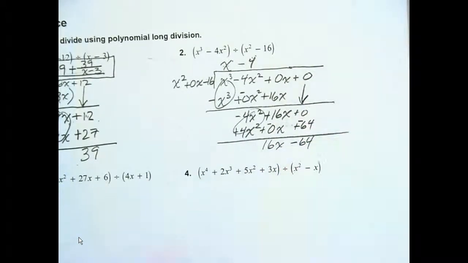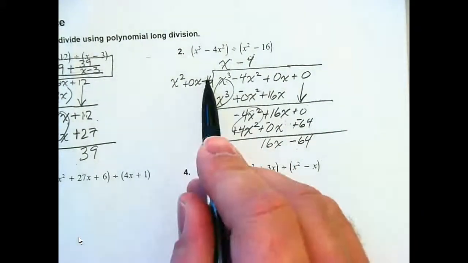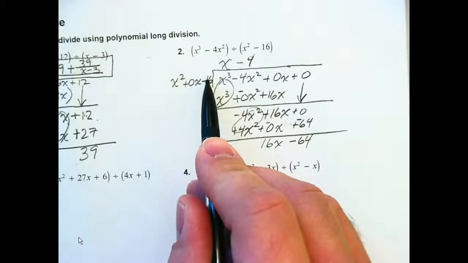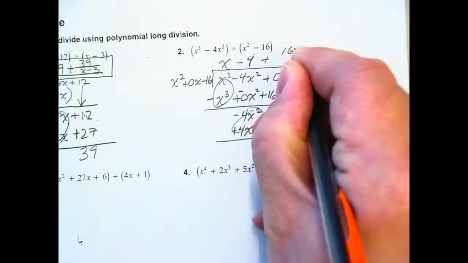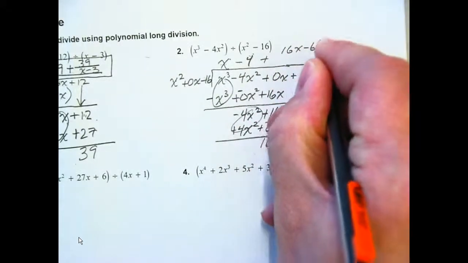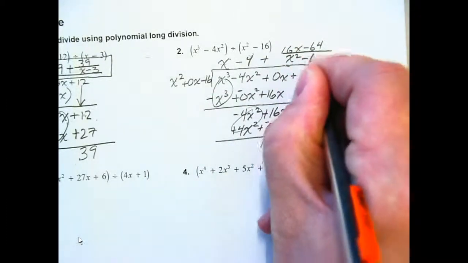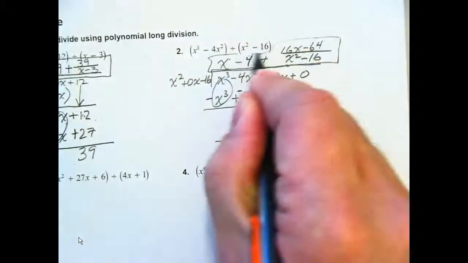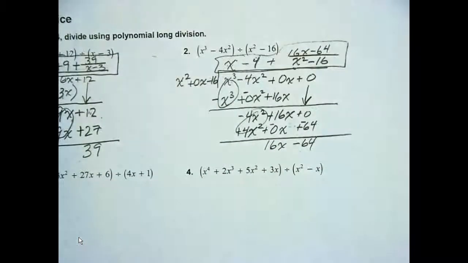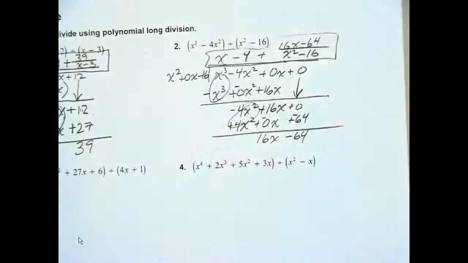negative 64. Notice there are 2 terms here. How many terms are here? 3. Can't do anything with it. Therefore, this is your remainder. We put plus 16x minus 64 over x squared minus 16. We're not going to put the 0 in with the remainder piece. Did it go in evenly? No. Therefore, x squared minus 16 is not a factor of x cubed minus 4x squared.